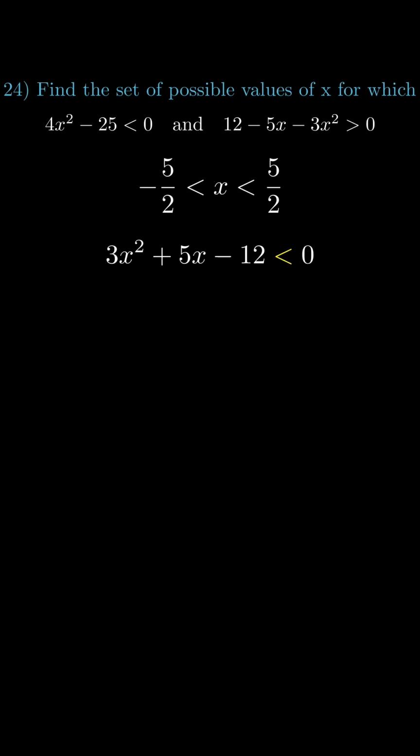In order to factorize this quadratic, which is a bit more complicated than the other ones, we can look at the first coefficient, the 3, and the last coefficient, the minus 12, and multiply them together to get minus 36. So we find two numbers that multiplied will give you minus 36, and added will give you plus 5. And those numbers are 9 and minus 4. So our expression then becomes 3x squared plus 9x minus 4x minus 12. The plus 5x became plus 9x minus 4x.